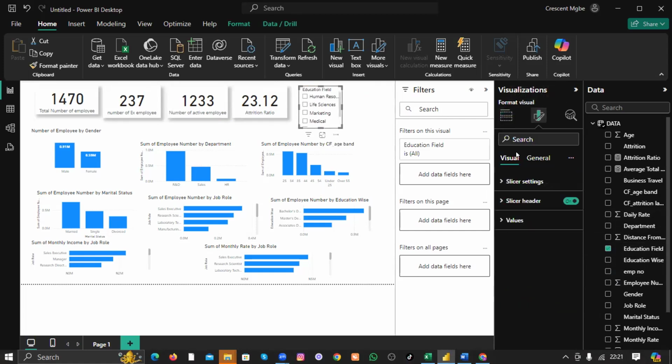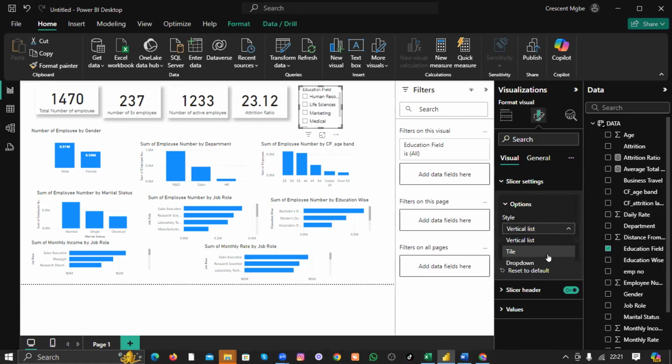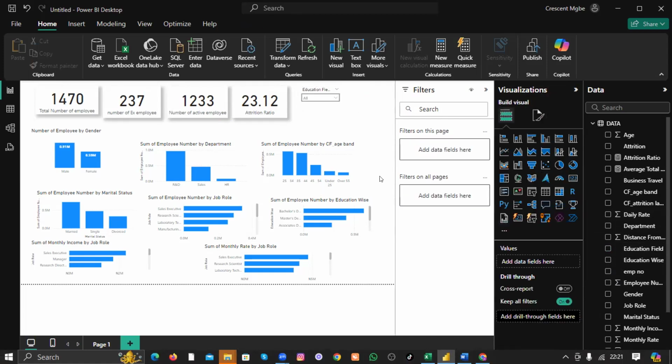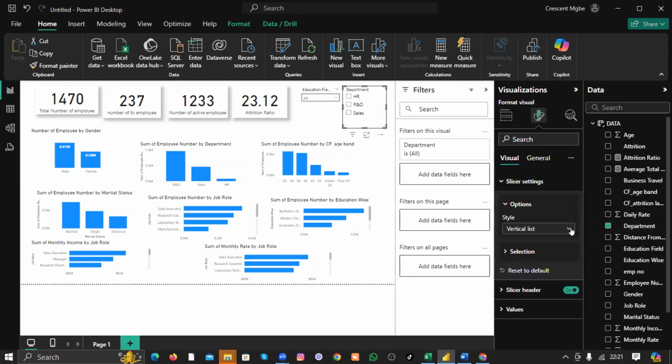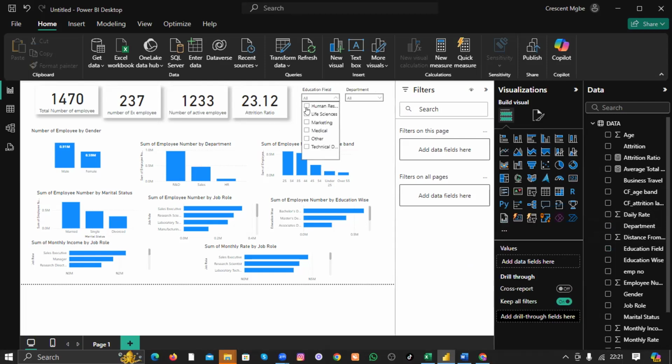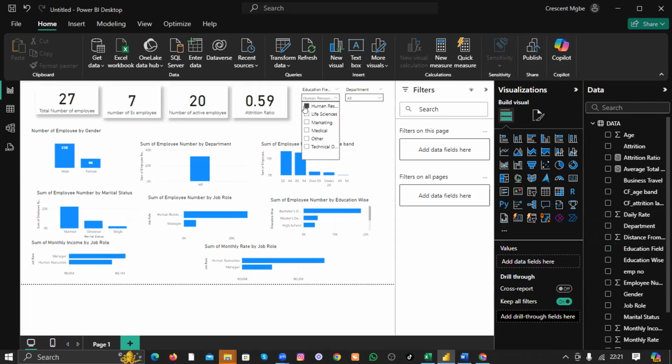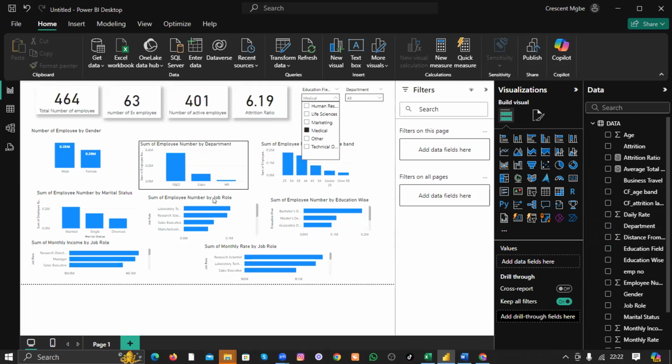You can go to settings and change your slicer setting to drop down if you want. But if you like it the way it is, then you don't have to do that. Then you also want to have a slicer for departments. Then you put your department there. Then of course you do the same thing. Change it to drop down. So that is it. With the slicer now, you can say, I want to check for only human resources. You can see only for human resources. I want to check for medical. You can see only data for medical.